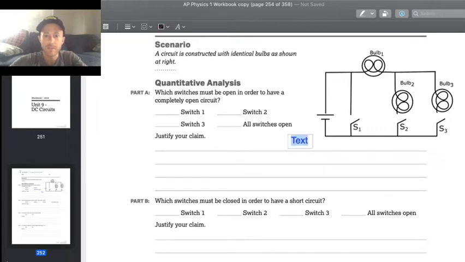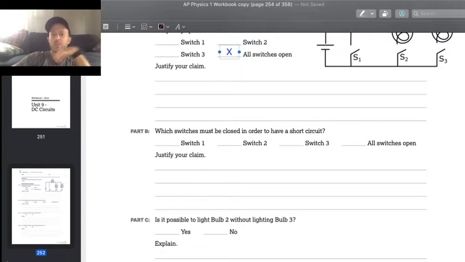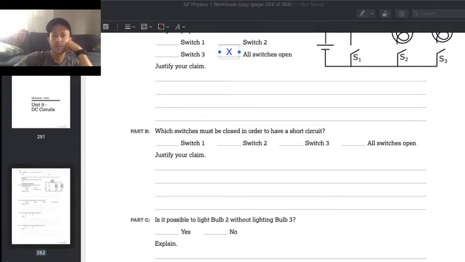So I'm going to put an X, moving it right there. All switches open. I just justified it in words. Part B says which switches must be closed in order to have a short circuit. I apologize if it takes me a while to answer some of these questions. This is my first time seeing the questions, so hopefully I know how to do them all.